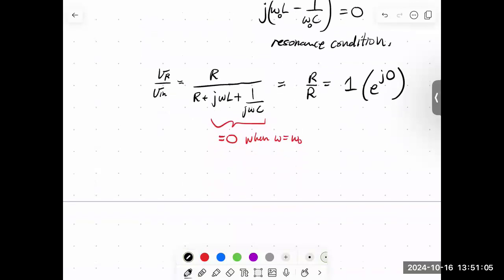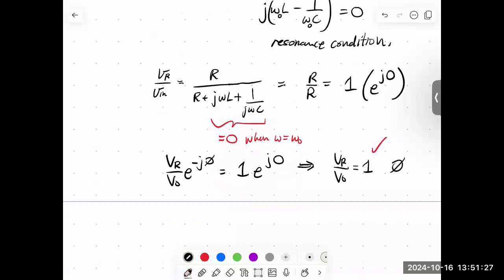But if we did all those manipulations that we did before, we would end up with VR over V naught e to the minus j phi is equal to 1 times e to the j 0. And that would lead to the coefficients having to be equal. That's what we saw already. And the phase has to be 0. And that's what we put in our plot.